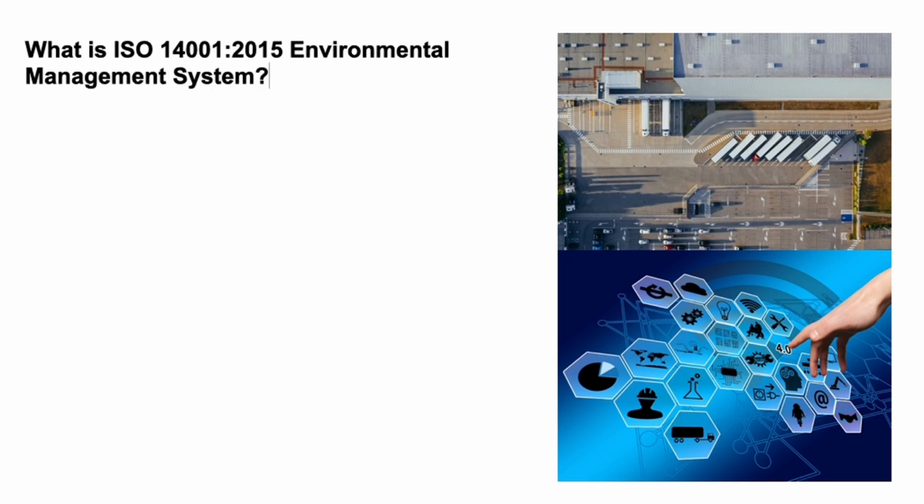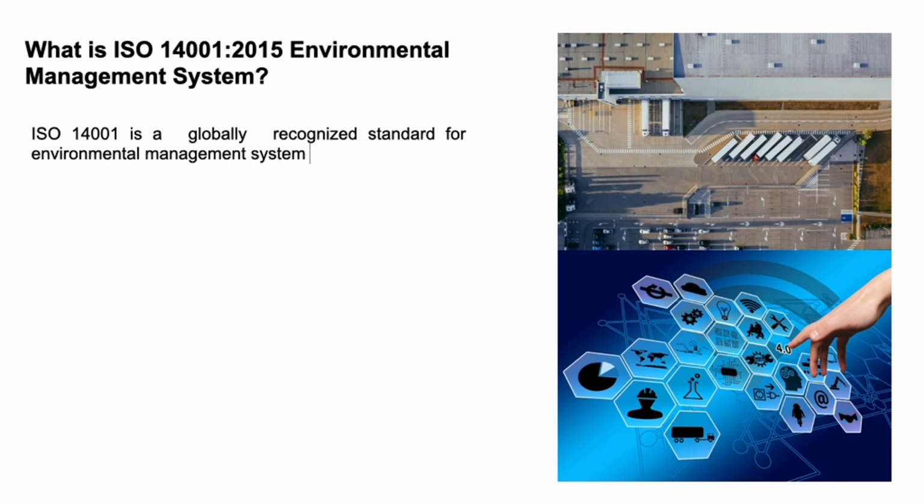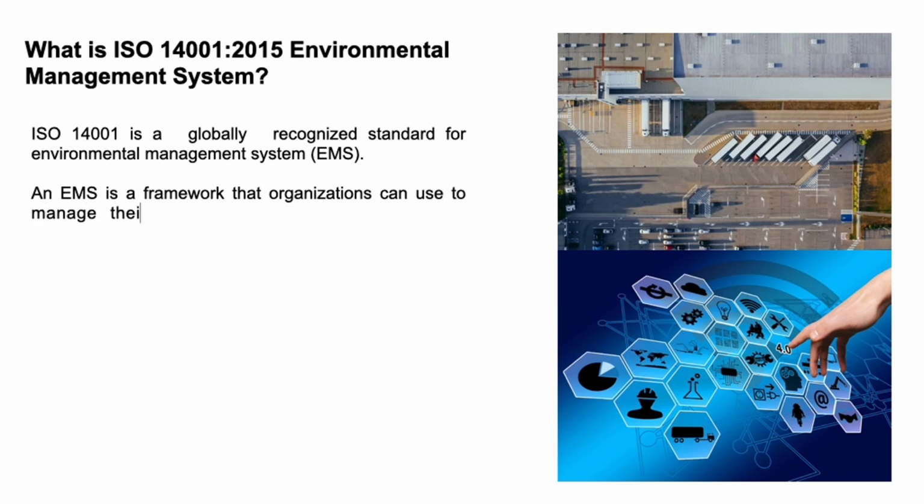ISO 14001:2015 Environmental Management System is a globally recognized standard for environmental management systems, or EMS. An EMS is a framework that organizations can use to manage their environmental impact, comply with regulations, and improve their environmental performance.